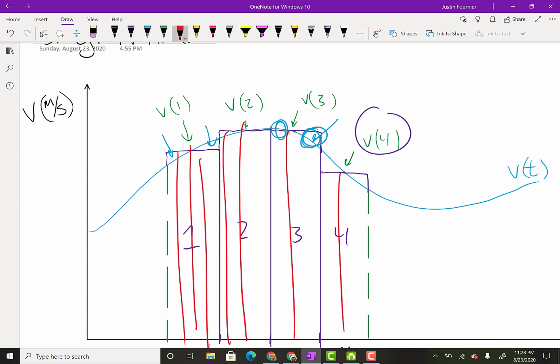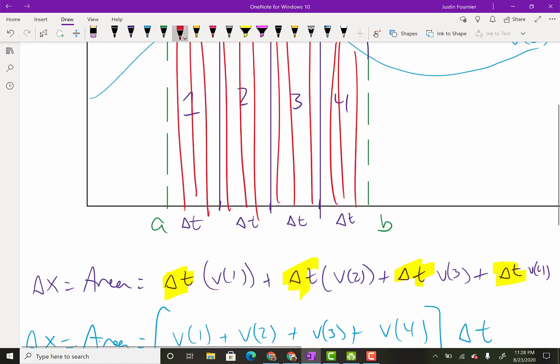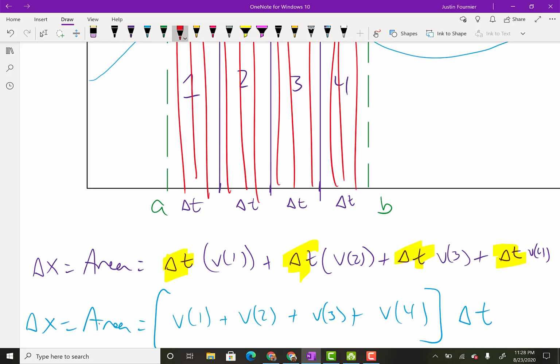I'll do 16 bars, or I'll do 32 bars, 64, and so on. I don't want to get too far into this. Yeah, I could keep doing that and get more and more. So what if I wanted to do, though, let's say I wanted to do an infinite amount of little bars, that I made my delta t so super small that I get exactly the right answer.